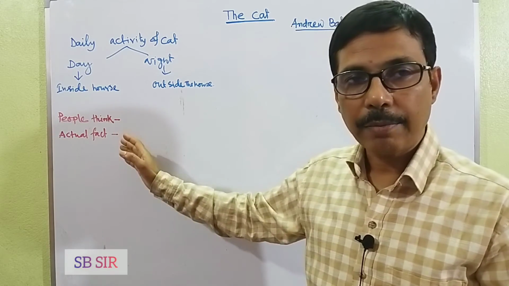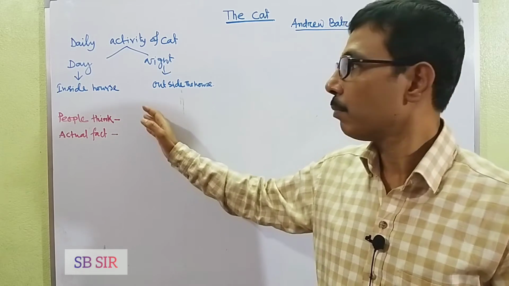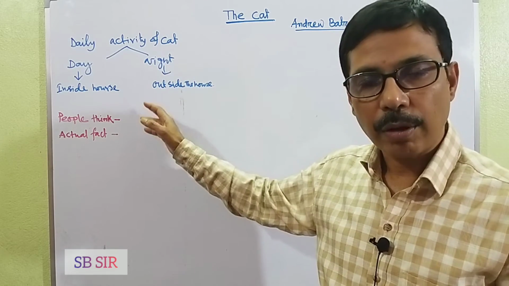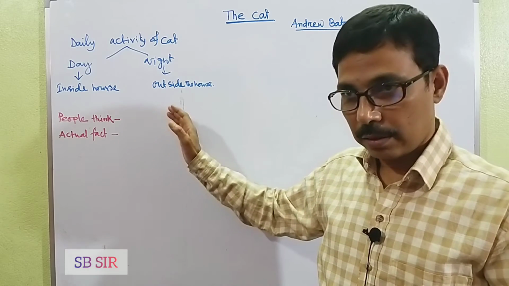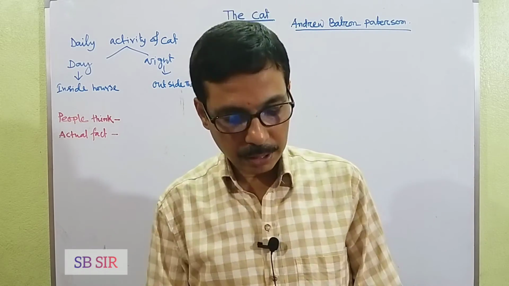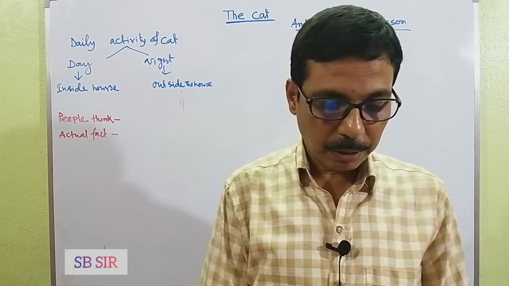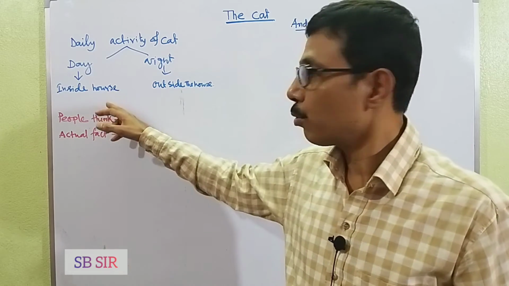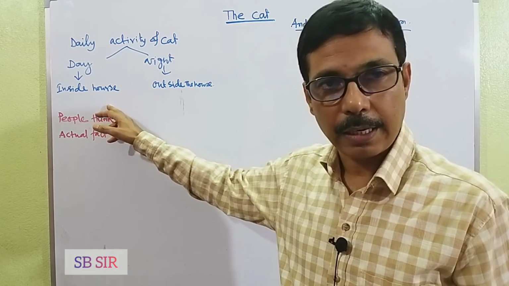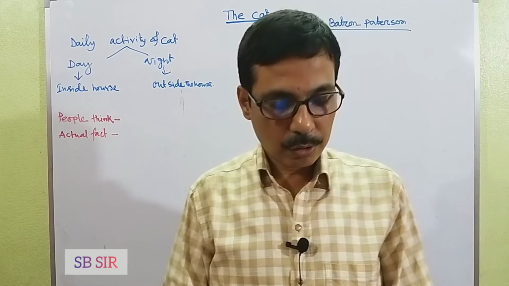Now the second life, the real life, the nocturnal life of the cat. That means at night, when the night falls, the cat leaves the house. What does he do? Here it is described. He goes out of the room. True life now begins for him. This is not the true life inside the house during the daytime, but at night when the cat is outside the house, it is his true life.